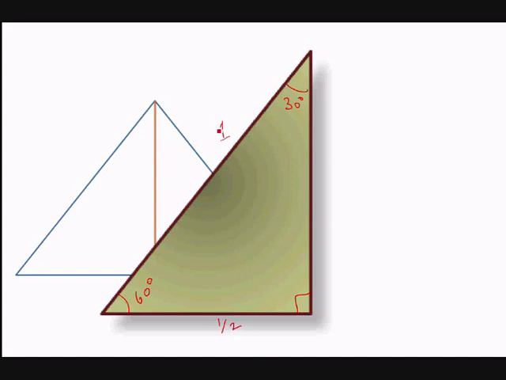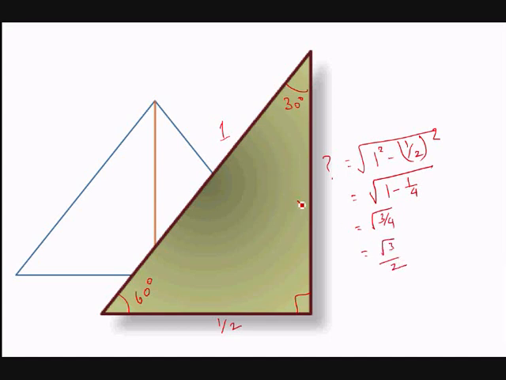So if this is 1 unit and this is half a unit, then we can find what this is using the Pythagoras theorem. So this is actually square root of 1 square minus half square. So this is square root of 1 minus 1 over 4, which is square root of 3 over 4. I can simplify this and write it as square root of 3 over 2. Therefore, this side is square root of 3 over 2.